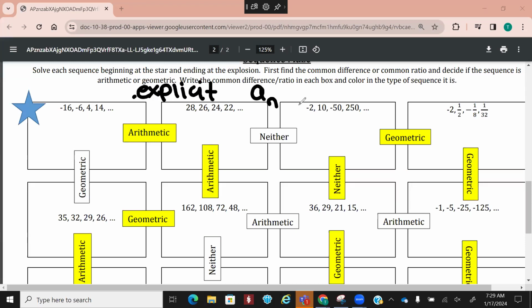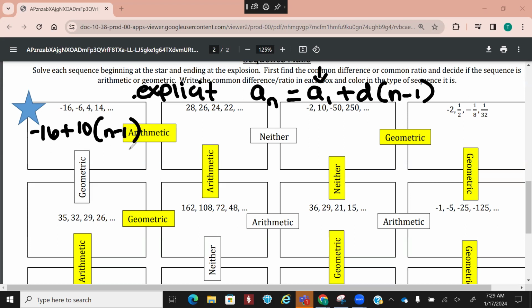And that was a sub n equals a sub 1 plus d times n minus 1, right? So we're going to write out the explicit form for this one. What's our first term? What's a sub 1? It's the first term that's listed. -16. So we're going to say -16 plus, what was your common difference? What are we going up by each time? 10. Okay. And then we're going to say n minus 1, and we're just going to set that equal to a sub n.